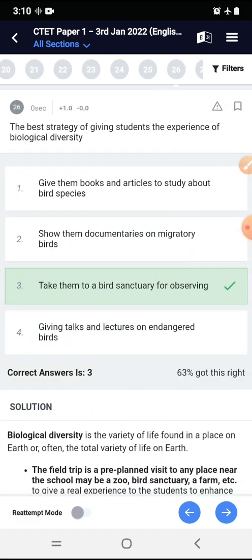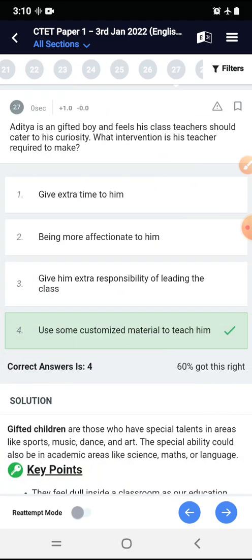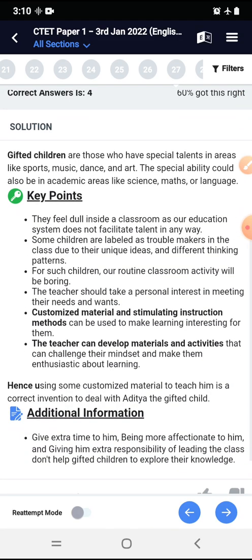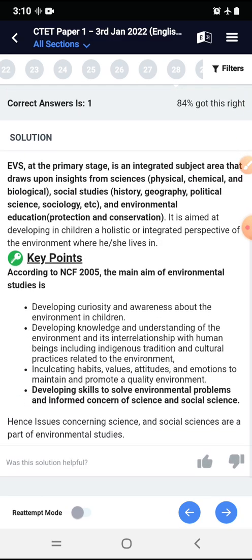The best strategy of giving students the experience of biological diversity? Take them to a bird sanctuary for observing. Aditya is a gifted boy and feels his class teacher should cater to his curiosity. What intervention is his teacher required to make? Use some customized material to teach him. Which one of the following is a part of environmental studies? Issues concerning science and social sciences.